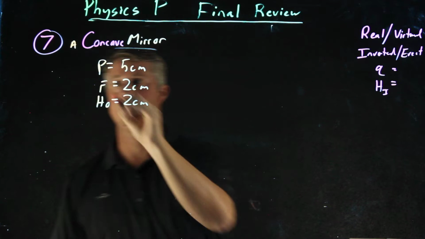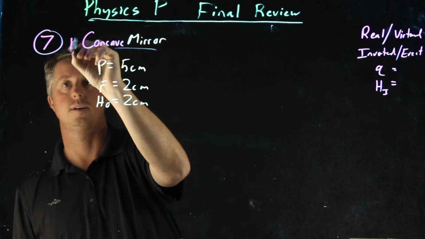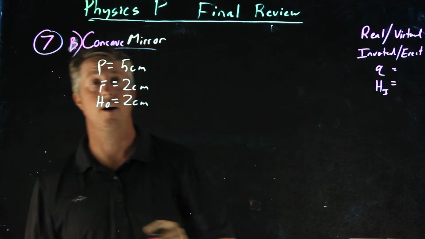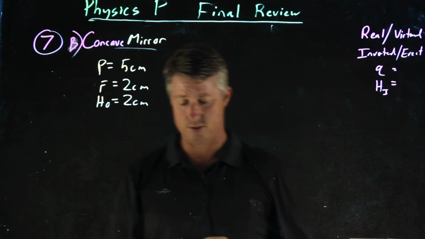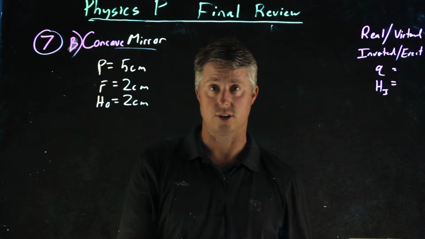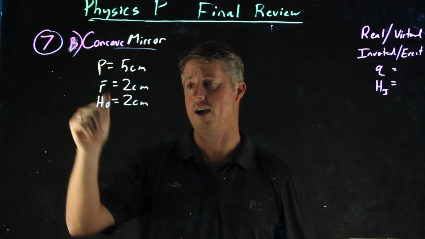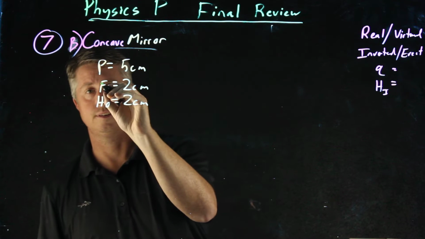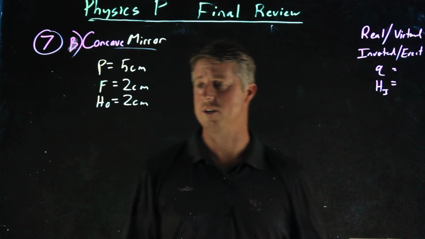Okay, 7B. Concave mirror. So in this case, I am dealing with a concave mirror. I made sure of that. I have a P of 5, an F of 2 centimeters, and height of object.